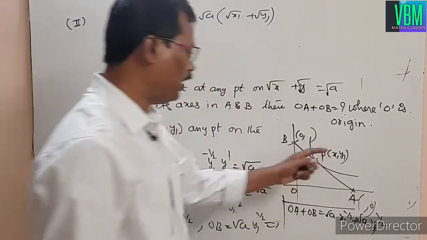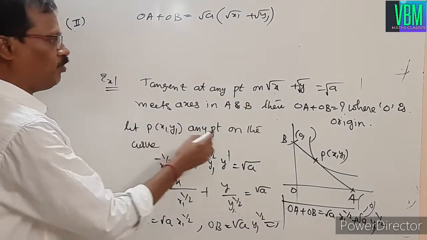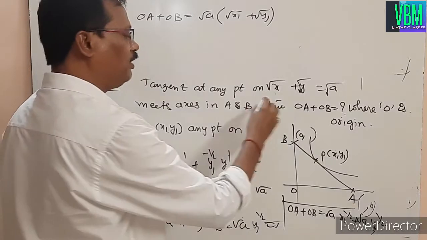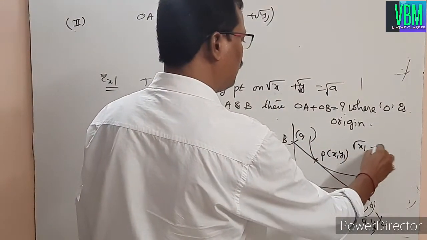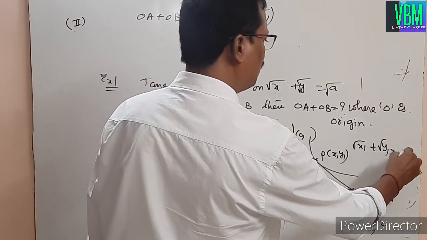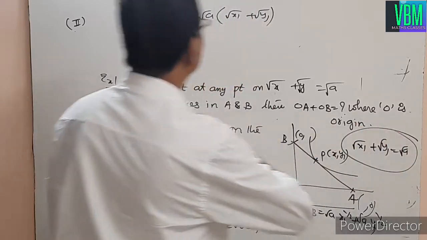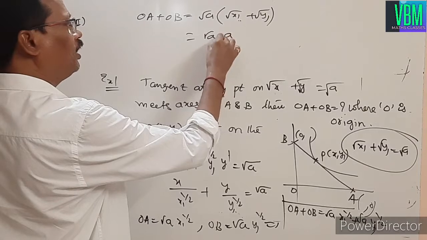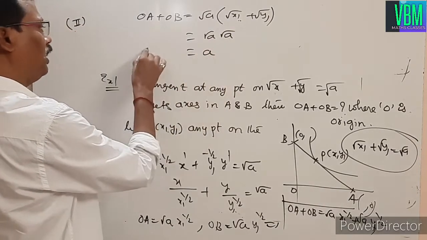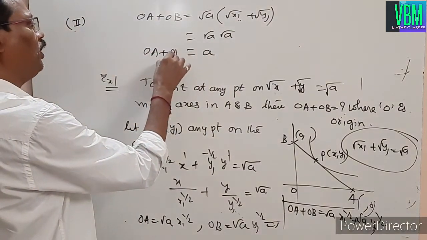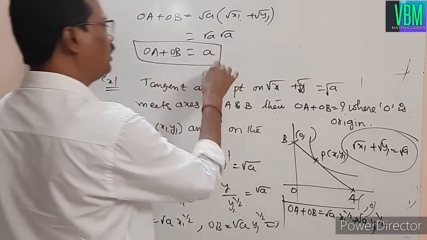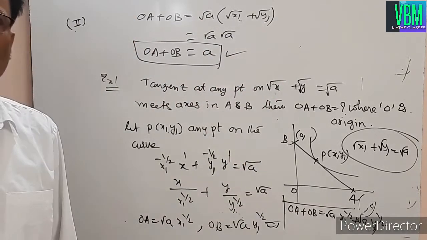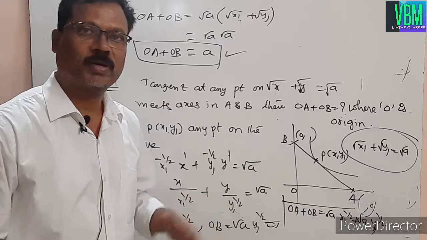Now where is the point x1, y1? x1, y1 is a point on the curve. Keep that in, what will it be? Root x1 plus root y1 is equal to root a. Therefore by using this condition, root a into root a, that is a. Therefore OA plus OB, we got a. This is the answer. Okay, got it? We can solve many problems simply.